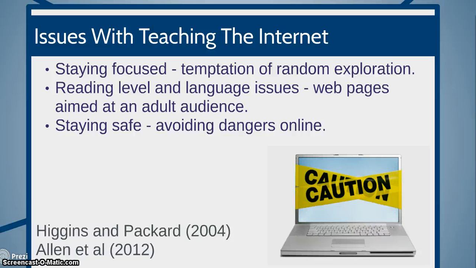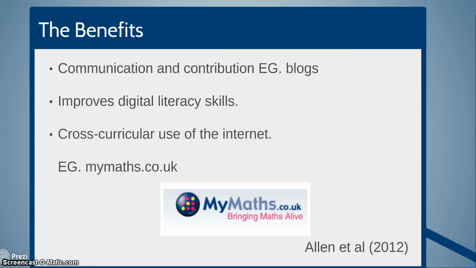Another issue is reading levels of children and language issues. Many websites are aimed at adults, and therefore the language used may be inaccessible by primary-aged children. It is therefore important that the teacher plans carefully for which web pages can be used. An issue Higgins and Packard state is having to ensure children avoid pornography and any other possible dangers on the internet. This again relates to earlier points about careful planning and good knowledge of e-safety.